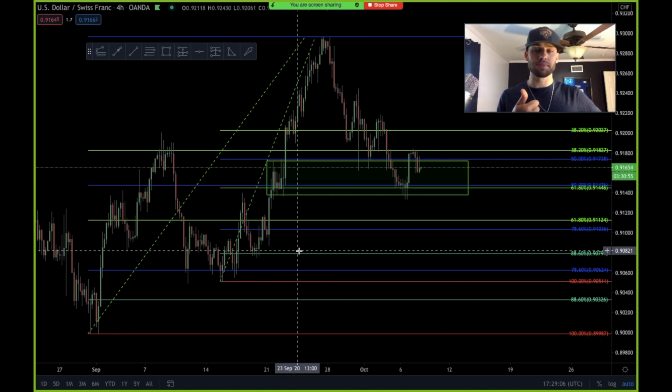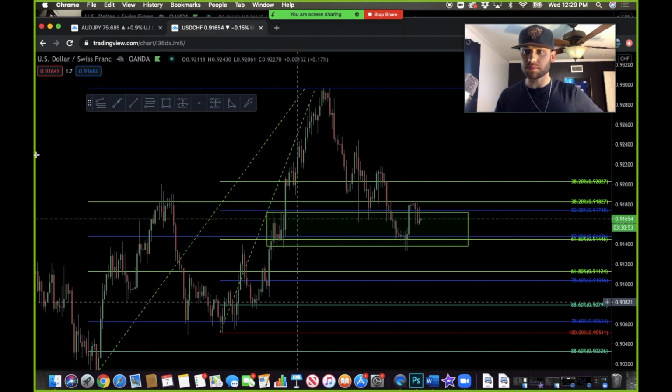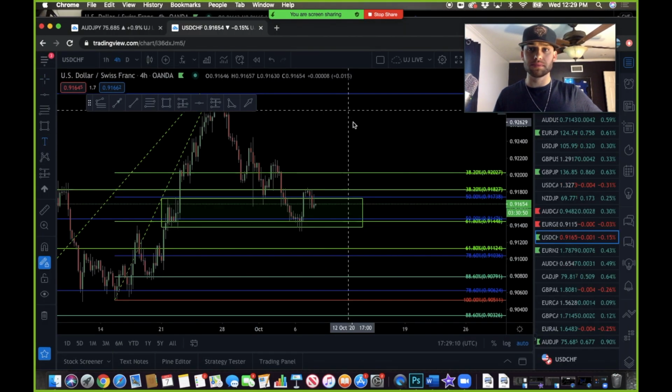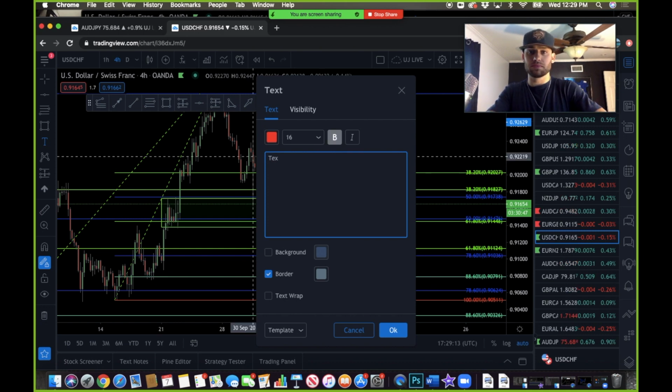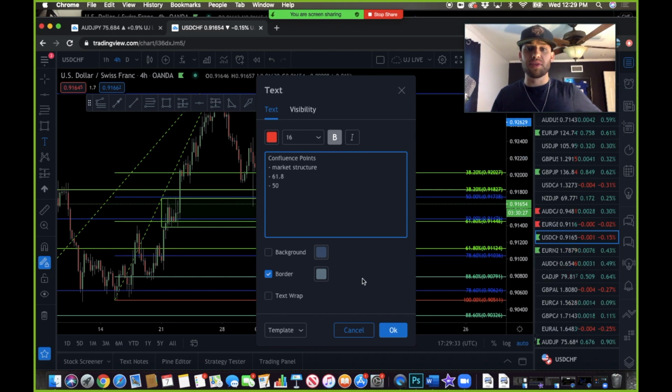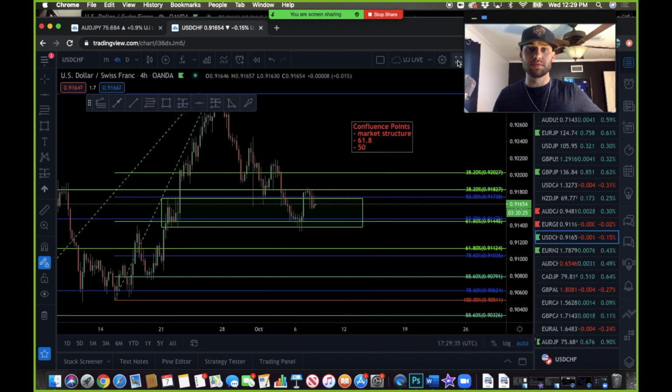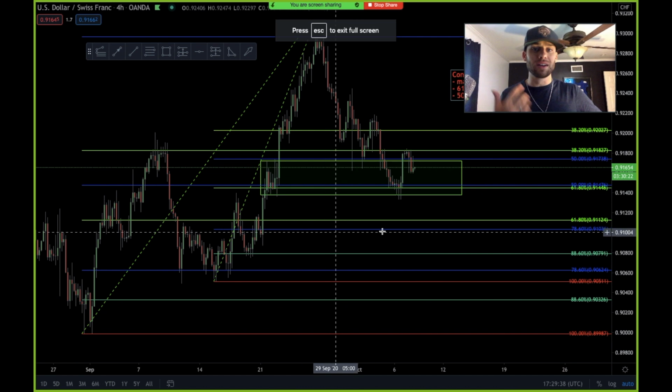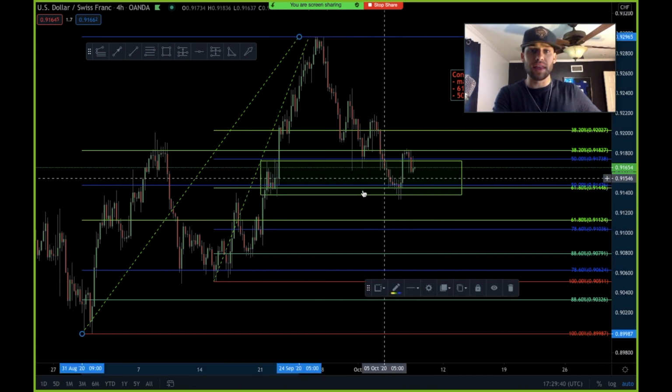One is market structure. Two, and here, let me do this. Confluence points, you guys can maybe write this down if you want to. So we've got market structure. Not a very good typer, as you can see. We've got 61.8. We've got 50%. So we've got 3 points of Confluence now within this level, right? So I'm going to delete this stuff, make it a little bit cleaner. I'm just going to delete the Fibonaccis. But just remember, we've got 3 points here.